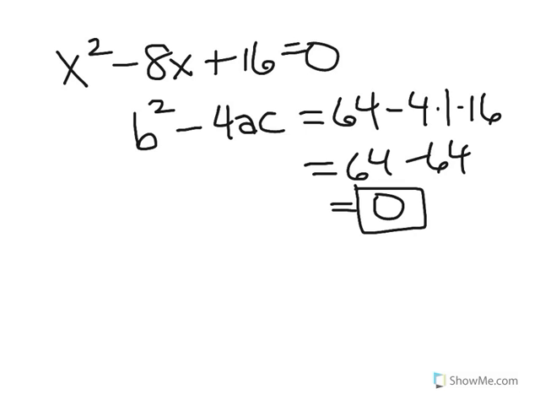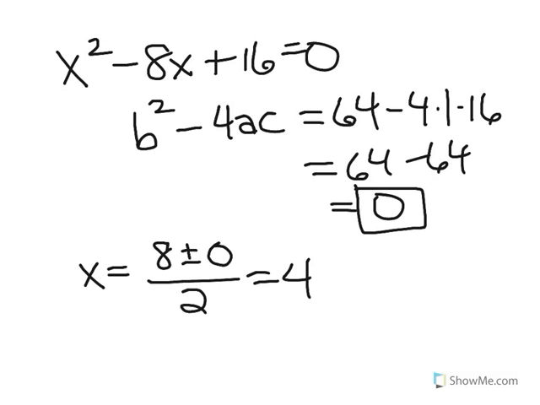When it comes time to do the calculation, we're going to have x equals negative b, and b is negative 8, so it should be positive 8, plus or minus 0. The square root of 0 is 0, all over 2. There's only one solution, and it's 4.